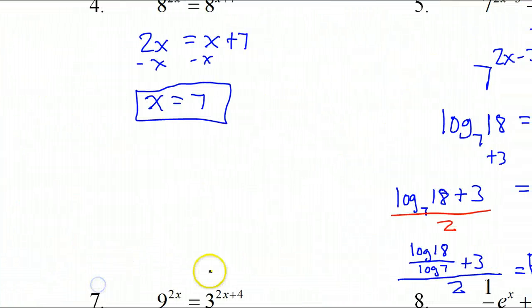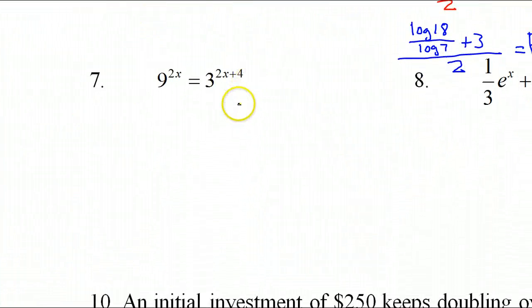Alright, let's find number 7. Okay, number 7. Now, I see that we have two exponential expressions. Anytime you have two exponential expressions, it's important that both of the bases be the same. So right now I have a 9 and a 3. It's really not working for me, but I can make these both into base 3. So here's what I mean by that. Well, the 3 is already base 3, so I'm just going to leave that alone.